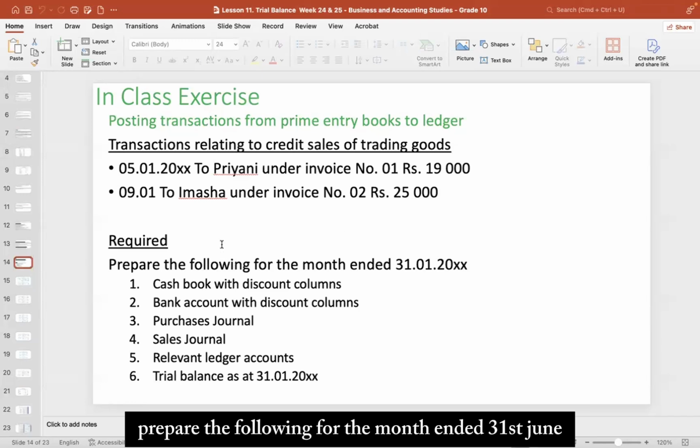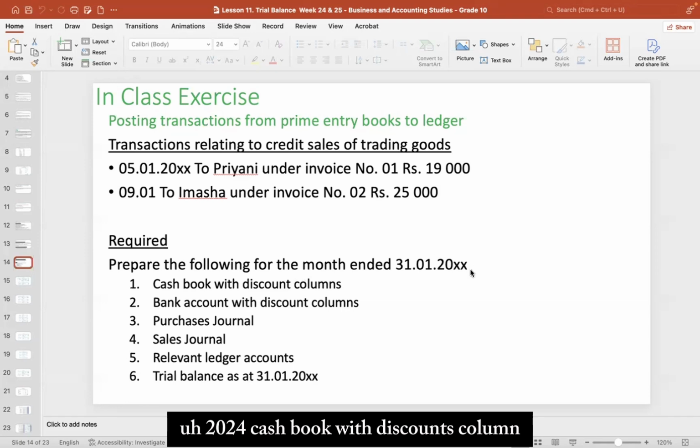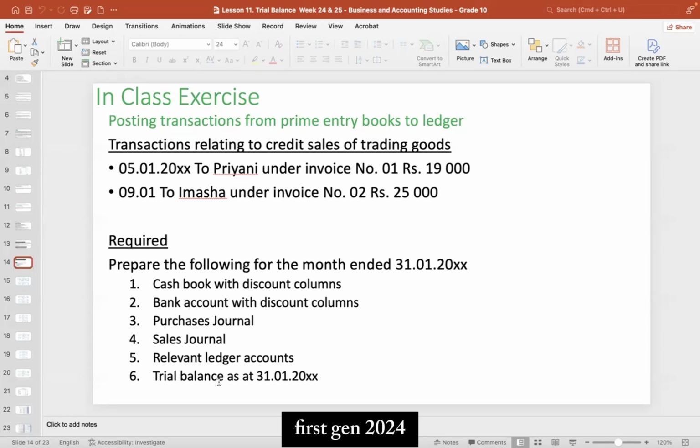Prepare the following for the month ended 31st January 2024: cash book with discounts column, bank account with discounts column. Then we have to do the purchases journal and sales journal, then the relevant ledger accounts, and finally the trial balance as at 31st January 2024. So this is what they're asking.